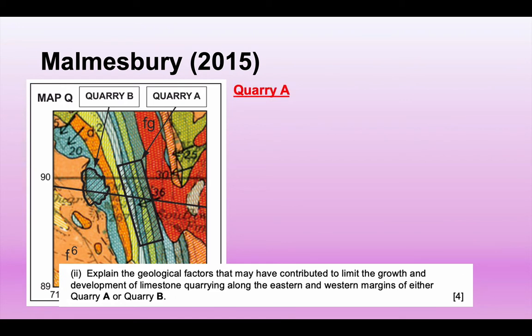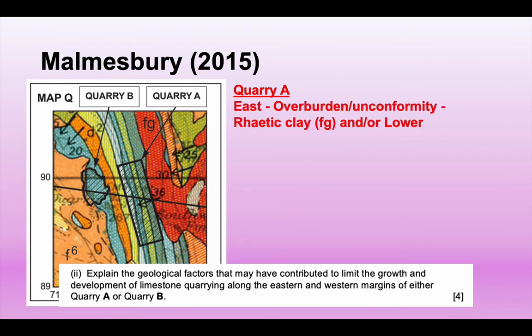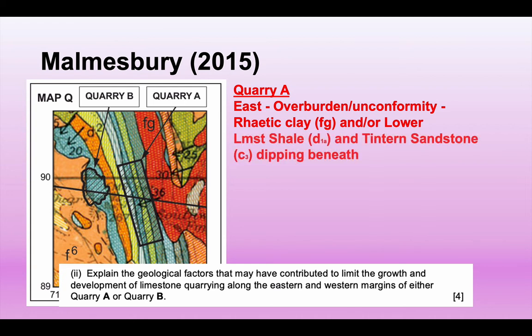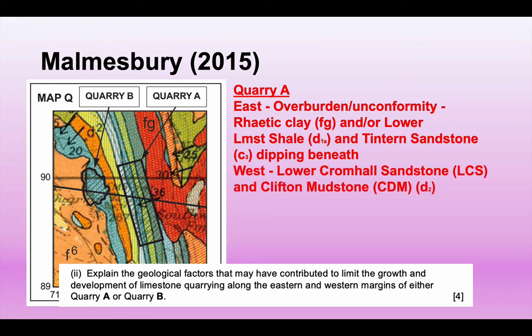So for Quarry A, to the east, we've got an unconformity. We've got Rhaetic, which is sort of the Triassic-Jurassic transition, or shales or sandstones dipping beneath those beds. So clearly we're at the base of the limestone there. There may be no more limestone to the east of this quarry. To the west we've got rocks sitting on top, sandstones and mudstones that again may not have any economic value. It's the limestone here that's going to be valuable.